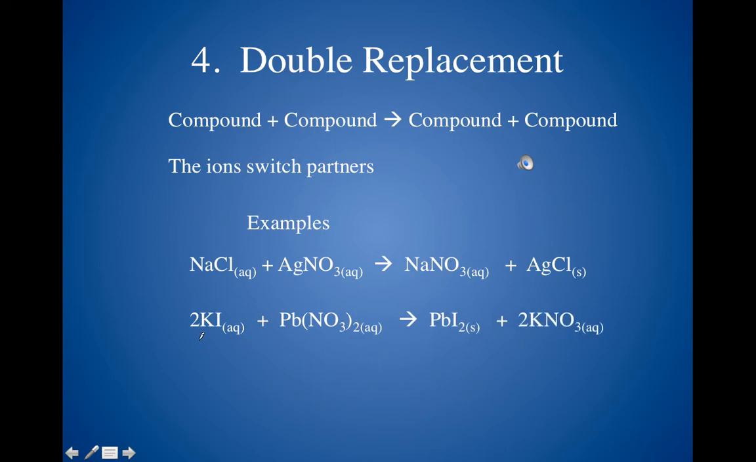And our second example, we got K. We know the K is going to get together with the nitrate. Thump. And we know the I and the lead will get together. Thump. And we have to write proper formulas. It's got to balance out the charges. But this again is double replacement, double date gone sour. You remember that? It'll be a piece of cake.